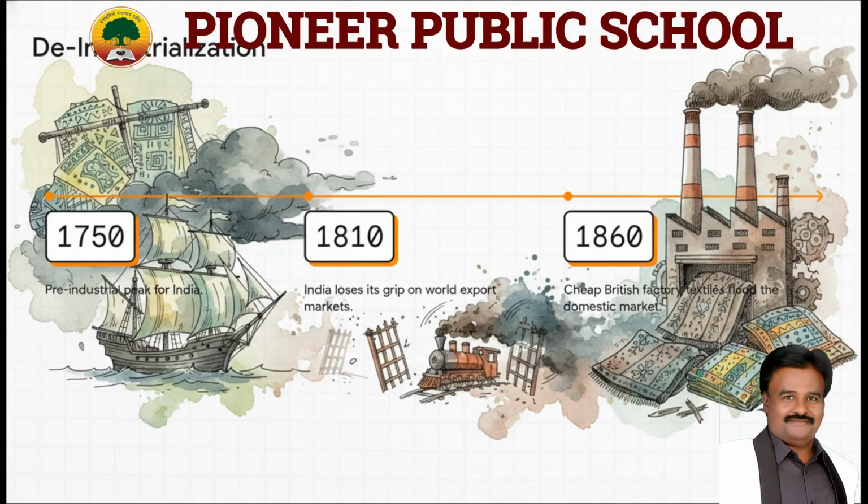But the absolute final blow comes between 1810 and 1860. The world experienced a transport revolution, trade barriers fell, and Britain's new, highly efficient factory-made textiles completely flooded the local Indian domestic market. The relative price of manufactured goods crashed globally. Indian handloom weavers simply could not compete with the sheer volume and low cost of British factory yarn and cloth.